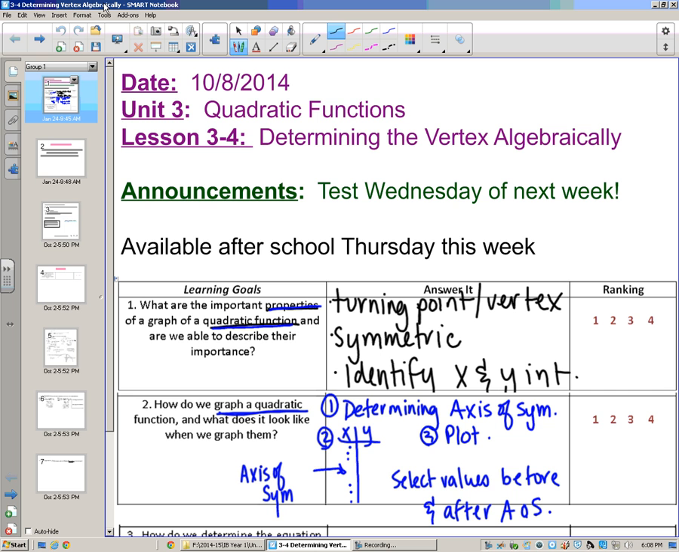Today we're going to look more at quadratics, and today we're going to look at how do we find the vertex but algebraically. That means from the equation.